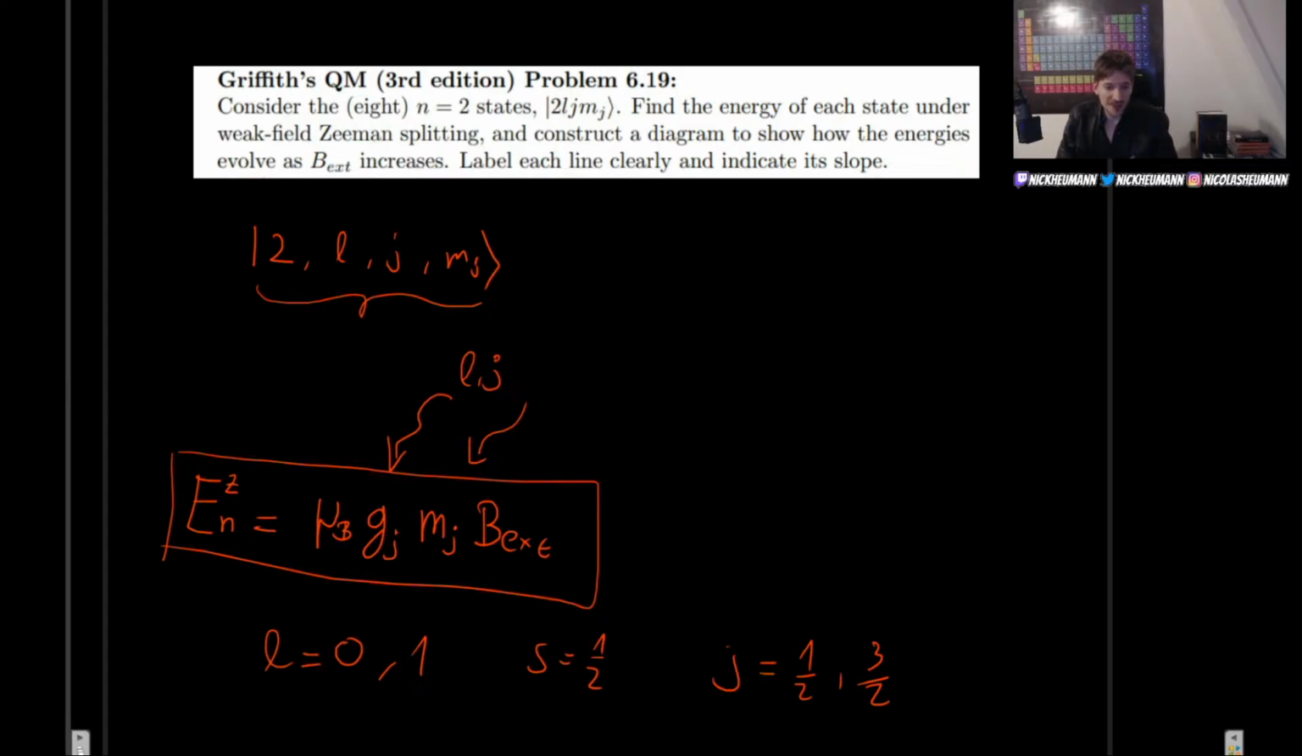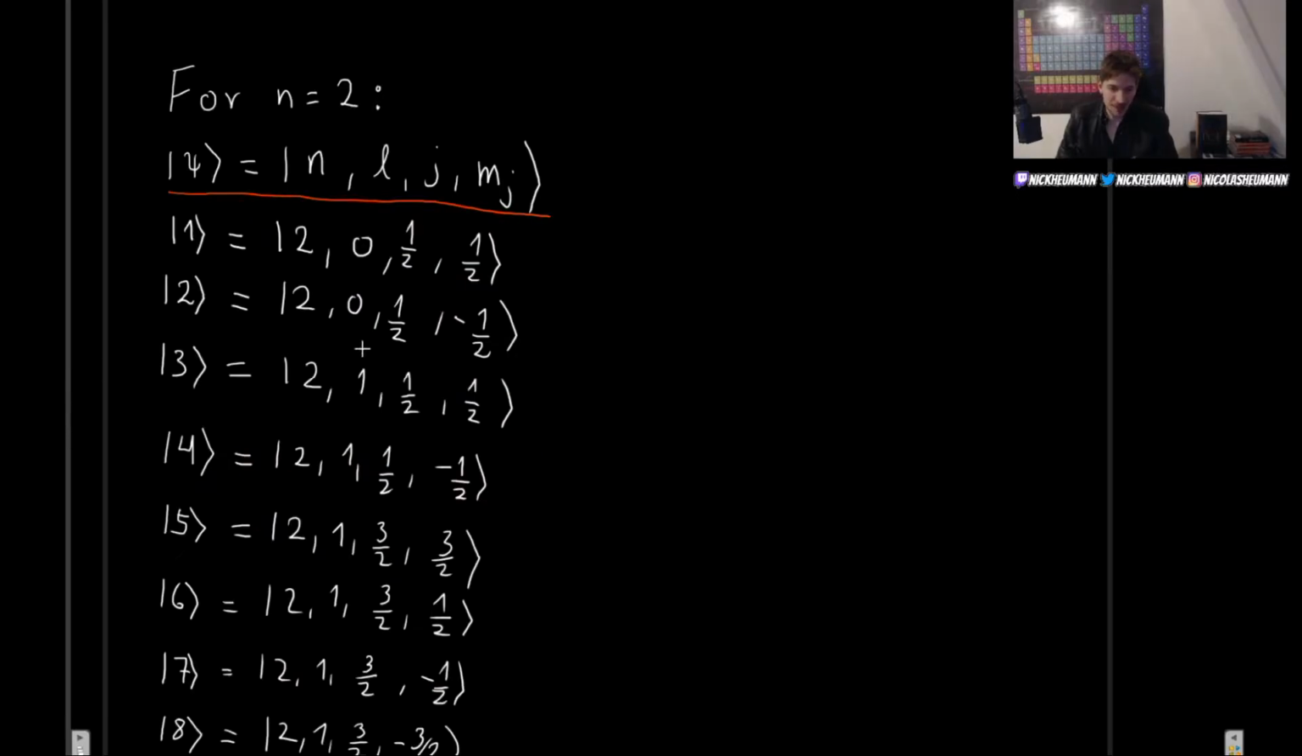g_J can be a little bit more confusing, the g factor. So let's find that. Now, remember the formula for the g factor, which we found in the previous video as well. This was 1 plus [J(J+1) minus L(L+1) plus 3/4], and all of this divided by 2J(J+1). Okay, so this is what we found in the previous video. So now we just have to plug our values in here. There are 8 states, but it will be very annoying to have to do this 8 times.